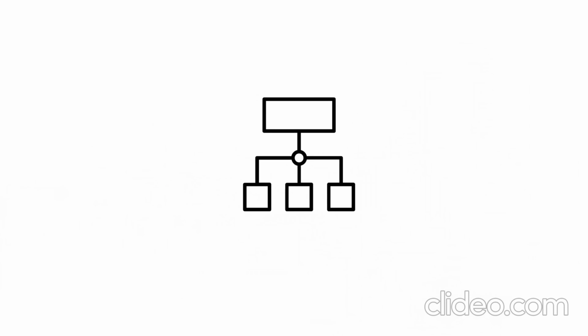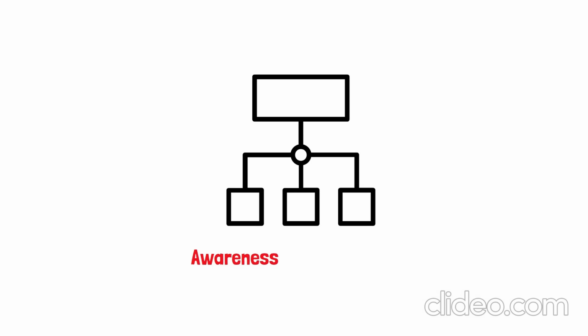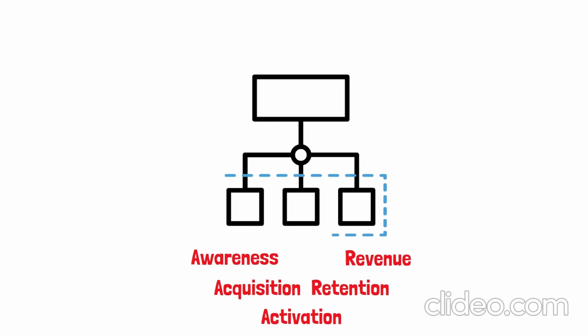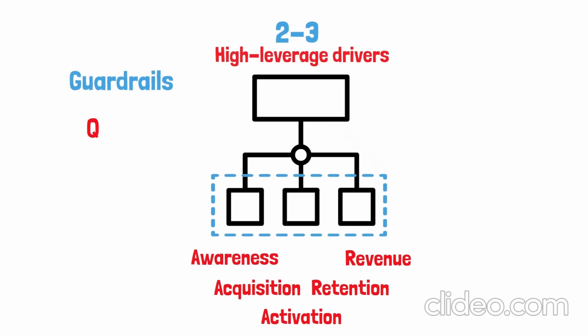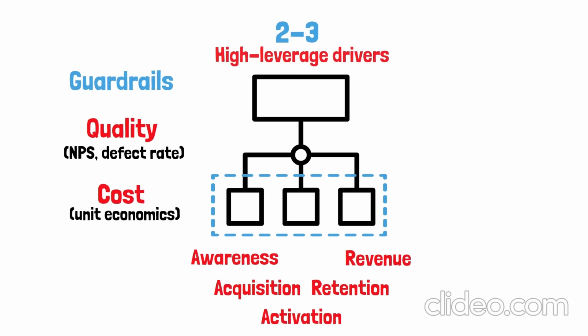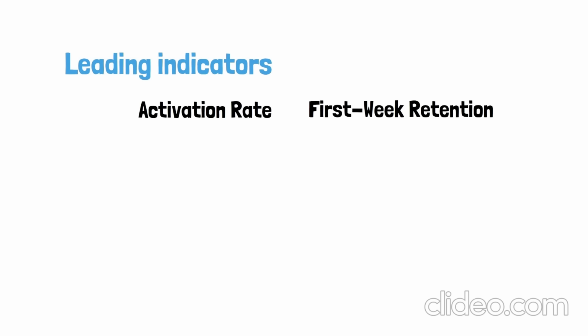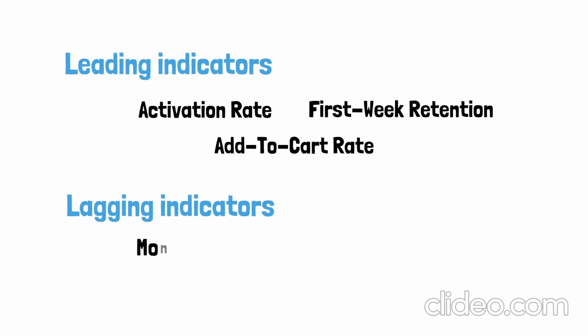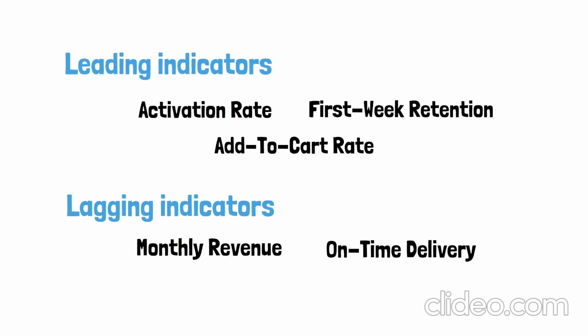Then build a metric tree, with branches for awareness, acquisition, activation, retention, and revenue. Under each branch, list 2 to 3 high-leverage drivers. Add guardrails for quality, NPS, defect rate, and cost, unit economics, so you don't win the North Star by eroding trust or margin. Use leading indicators to predict movement: activation rate, first week retention, add to cart rate. Use lagging indicators to confirm impact: monthly revenue, on-time delivery, churn.